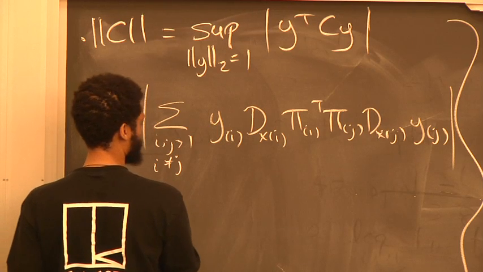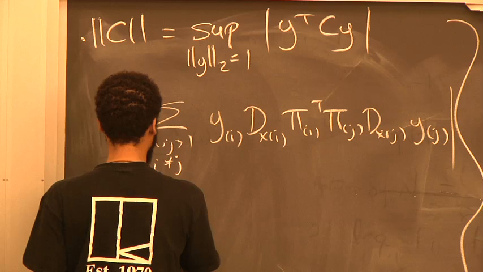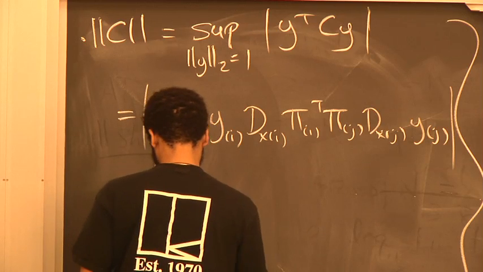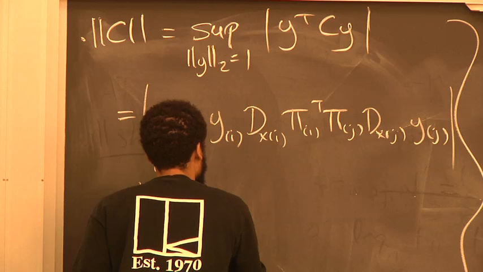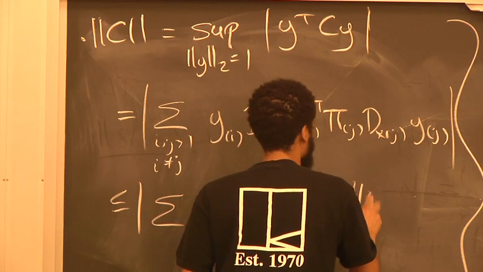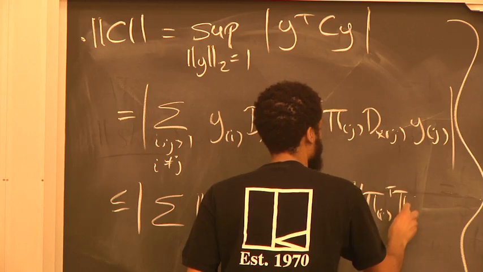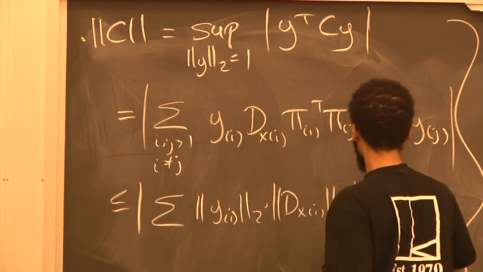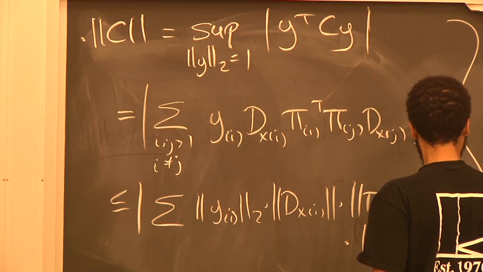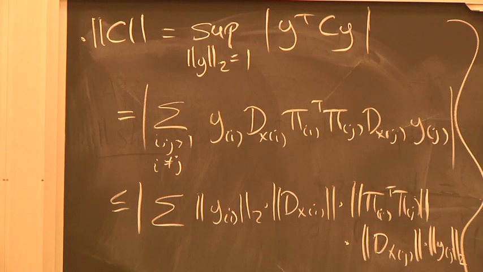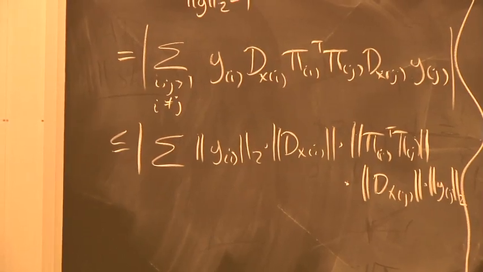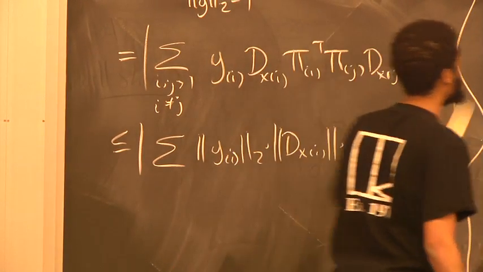And this thing is at most that same sum of the L2 norm of yi times the operator norm of this guy, times the operator norm of pi i transpose pi j, times that operator norm, times this L2 norm. Okay. And you probably already see what's going on here. It's basically the same trick over and over again.